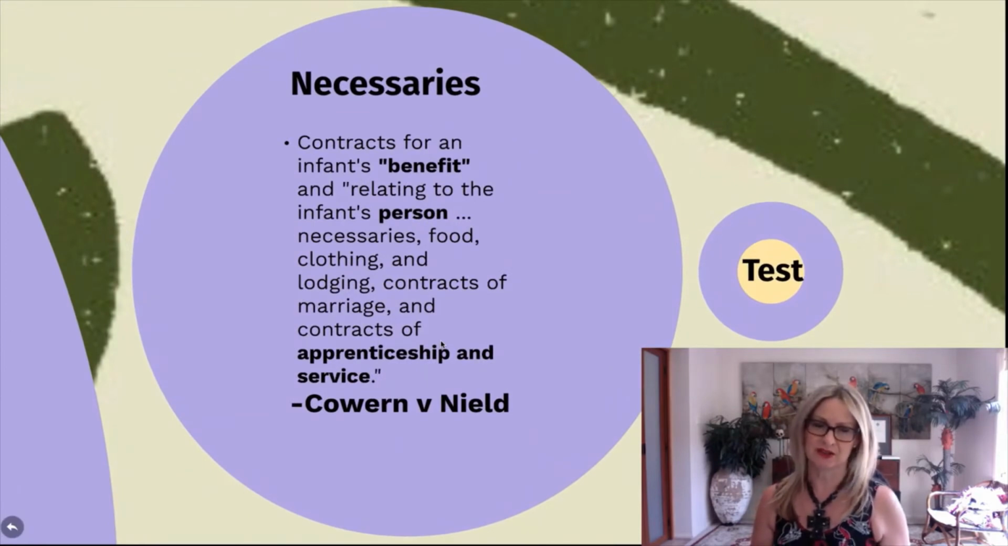In terms of necessaries, of course, a minor is going to be able to make a contract, for example, to purchase food. They've got to live somehow. So, contracts for an infant's benefit and relating to the infant's person. Necessaries: food, clothing, lodging, that is premises, a place to stay, a place to sleep. Contracts of marriage, interestingly enough, and contracts of apprenticeship or service. They were all mentioned in the case of Cohen and Neild.